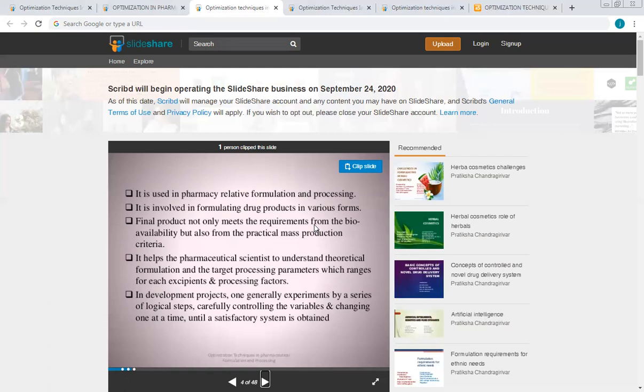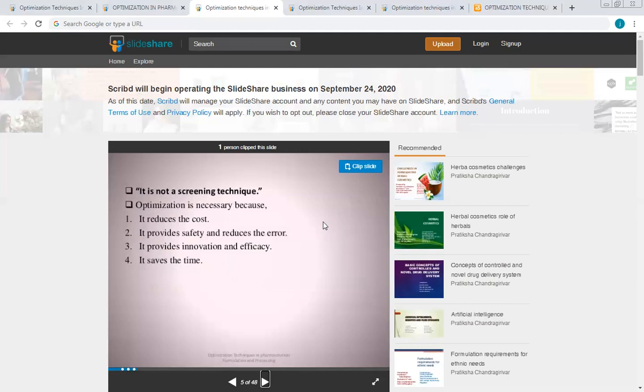So in development projects, one generally experiments by a series of logical steps, carefully controlling the variables and changing one at a time until a satisfactory system is obtained. It is not a screening technique. Optimization is necessary because it reduces the cost, it provides safety and reduces the error, it provides innovation and efficacy, and it saves time.